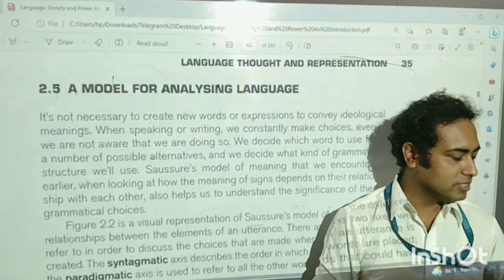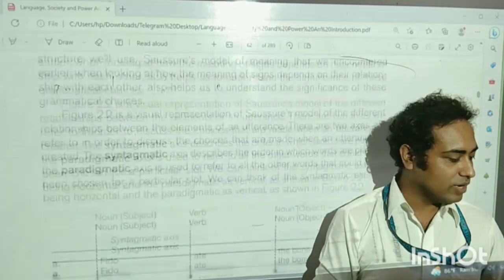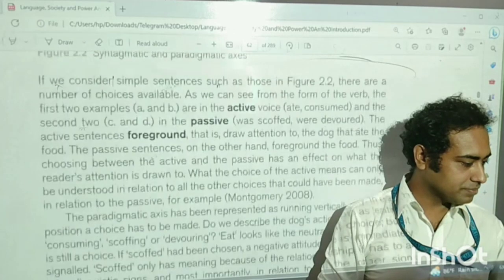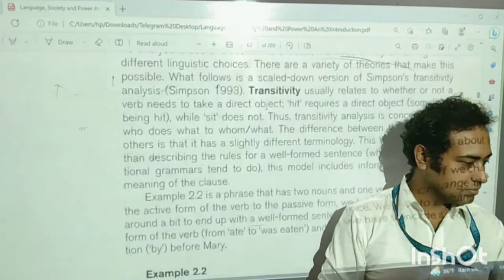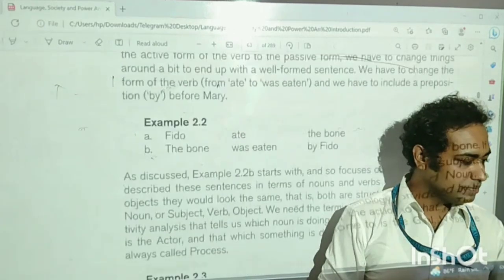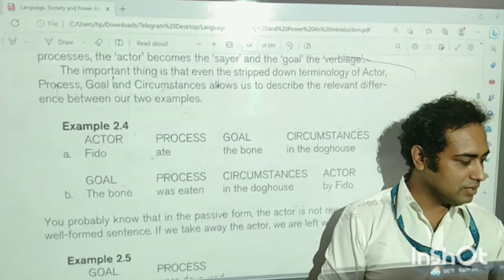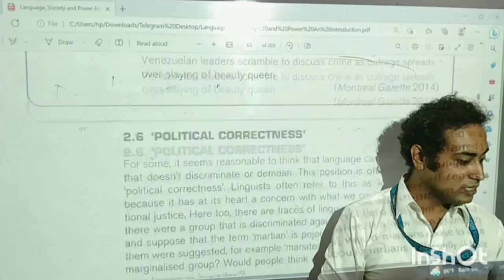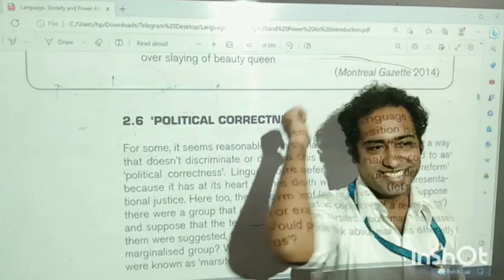One of the best. So, a model for analyzing language, I already explained it. You see this is there. Transitivity model. Done. I covered it very fast. Political correctness. Can you please read?